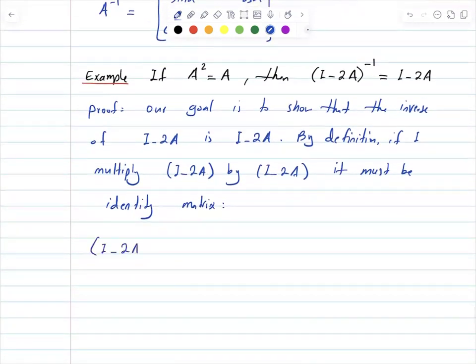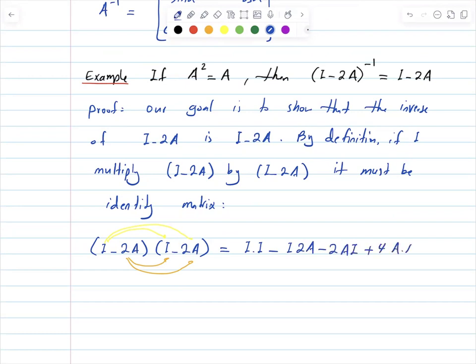Let us multiply I minus 2A by I minus 2A. So basically, we are using simple distribution, right? So distribute I into parentheses, then distribute negative 2A into parentheses. What do we get? We get I times I minus I times 2A minus 2A times I plus 4A times A. So these dots are basically showing multiplication between matrices. It doesn't mean that we have a dot product.